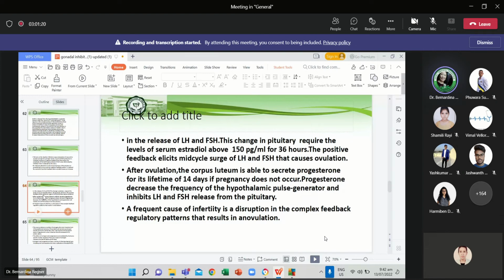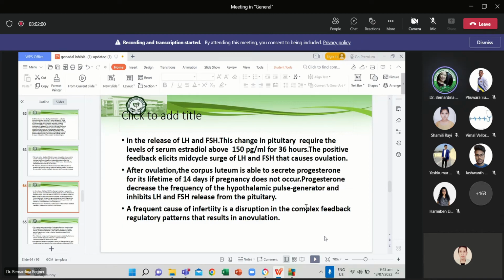So, after ovulation, the corpus luteum now will be able to secrete progesterone for its lifetime of 14 days if pregnancy does not occur. Did you get it? I repeat, after ovulation, the corpus luteum will be able to secrete progesterone for its lifetime of 14 days if pregnancy does not occur. Progesterone now will decrease the frequency of your hypothalamic pulse generator and therefore will inhibit your luteinizing hormone and follicle stimulating hormone release from the pituitary. So it's actually a cycle, no?